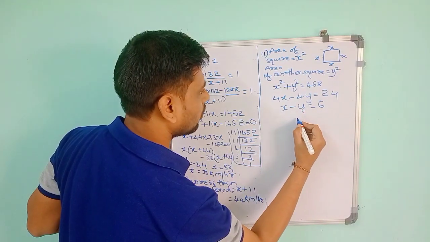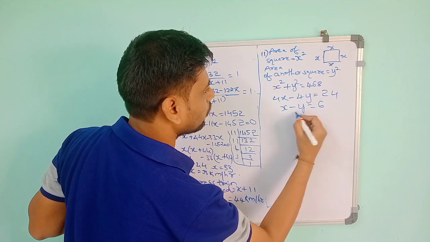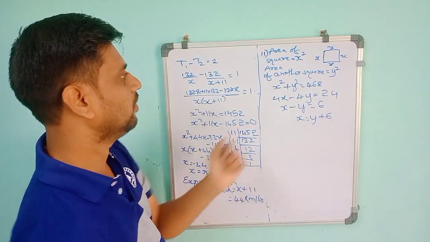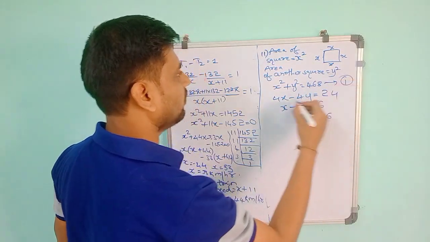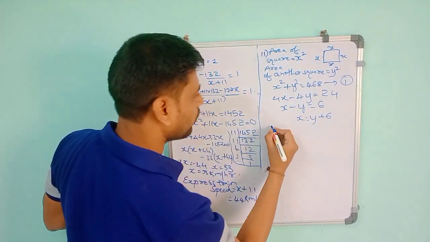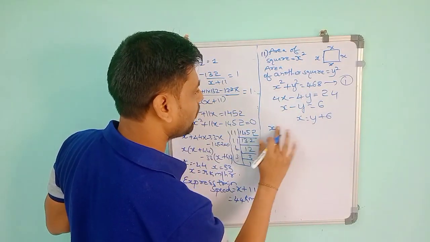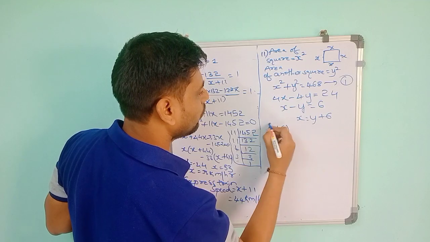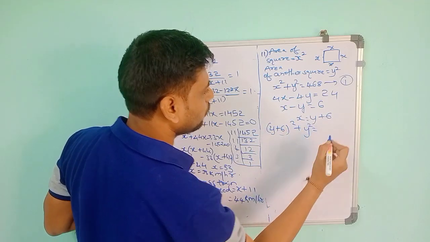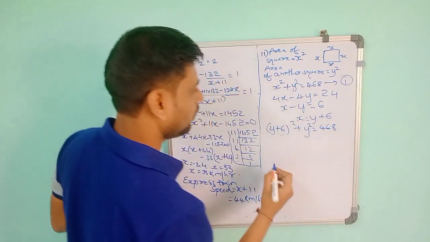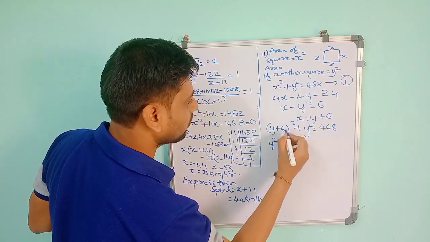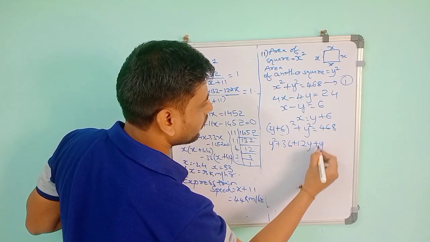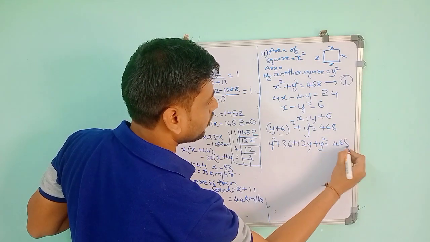So x is equal to y plus 6. This is the first equation. Put x equal to y plus 6 in the first equation. So in place of x, I will put (y plus 6) whole square plus y square is equal to 468. Then split this one: y square plus 36 plus 2 into 6 is 12y, plus y square is equal to 468.